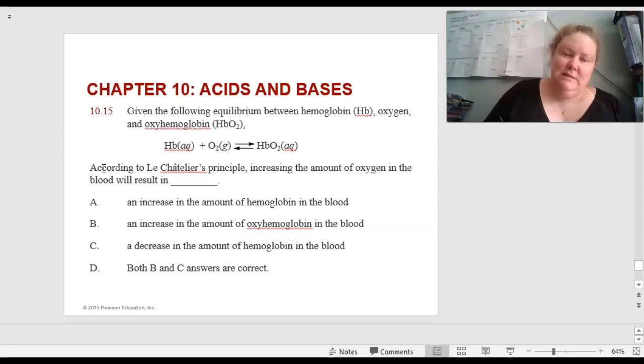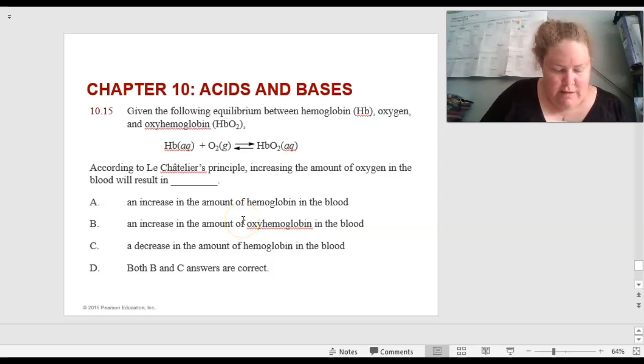All right, this is the last question. Given the following equilibrium between hemoglobin, oxygen, and oxyhemoglobin, according to Le Chatelier's principle, increasing the amount of oxygen in the blood will result in what? So basically, Le Chatelier's law is that when a stress is placed on a system at equilibrium, the system shifts to relieve that stress.